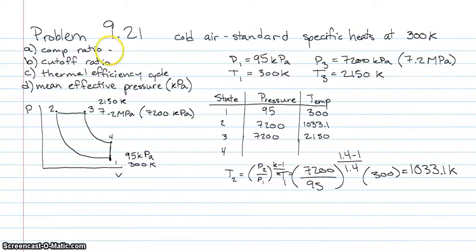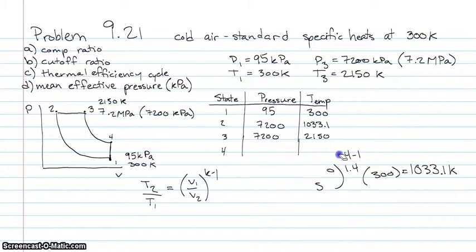Since part A of the problem wants the compression ratio, we can use the fact that the temperature difference and the pressure difference relate through the compression ratio, minus 1. Again, this is straight out of the equation sheets. I'm going to clear this out here to make some more room. That'll give us the compression ratio right here.